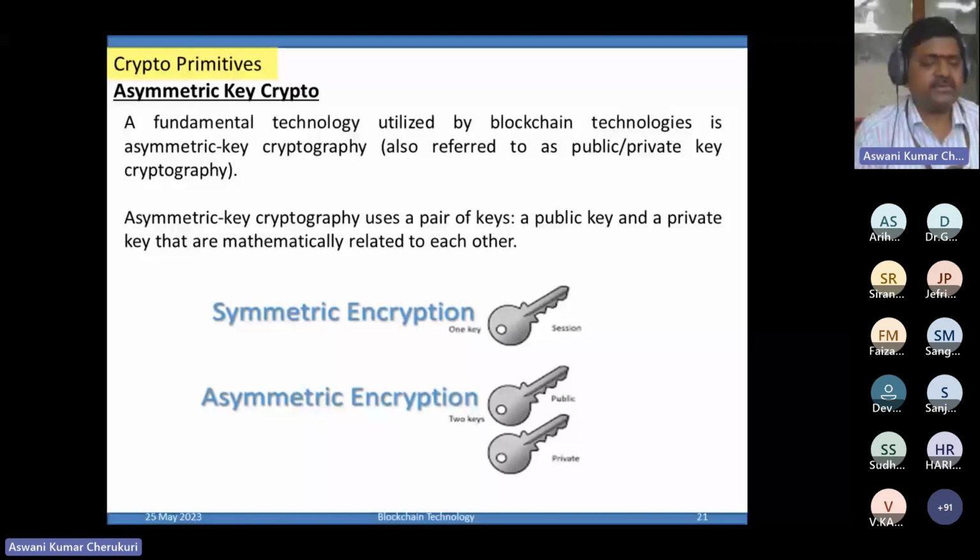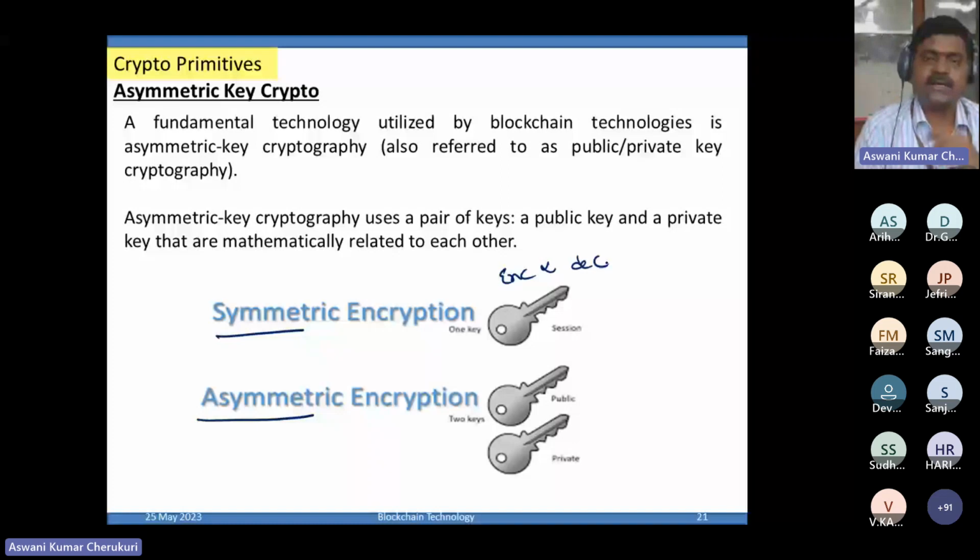Another important cryptographic primitive behind the blockchain is asymmetric key cryptography. When it comes to cryptography, we have two types of ciphers: symmetric ciphers and asymmetric ciphers. Symmetric ciphers take the same key for encryption and decryption. So encryption and decryption are done with the same key, and they are called symmetric encryption. Popular algorithms such as DES and AES are examples of symmetric encryption algorithms.